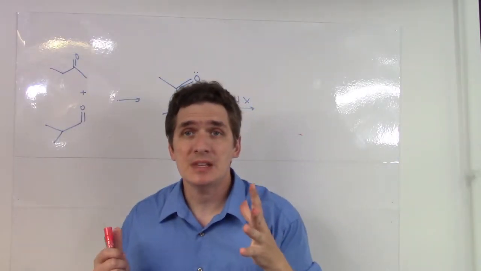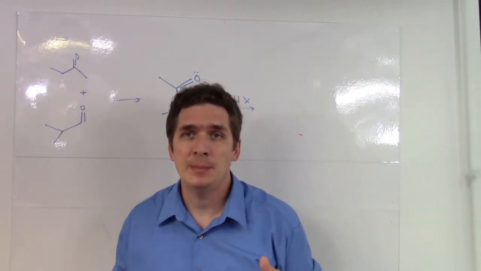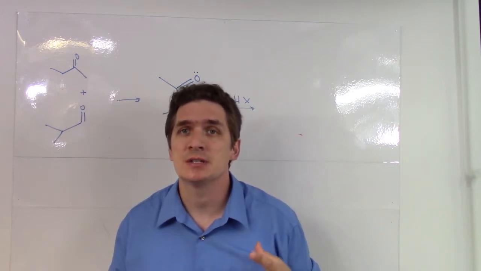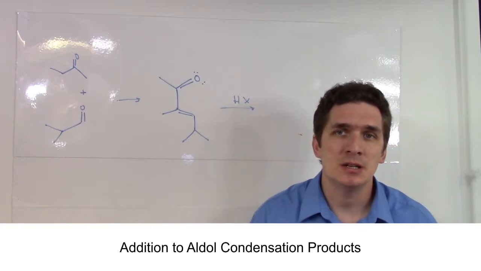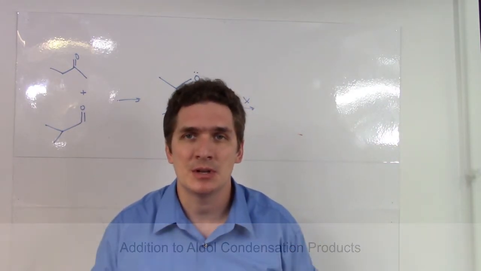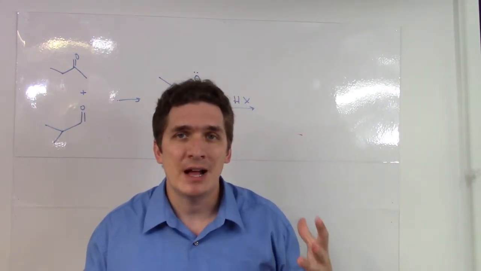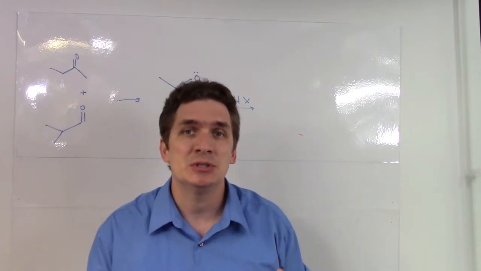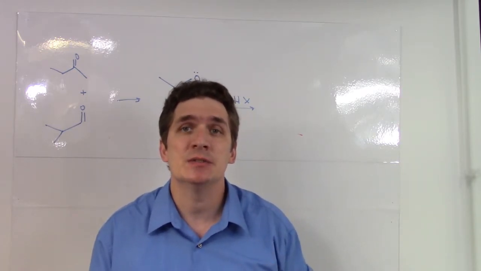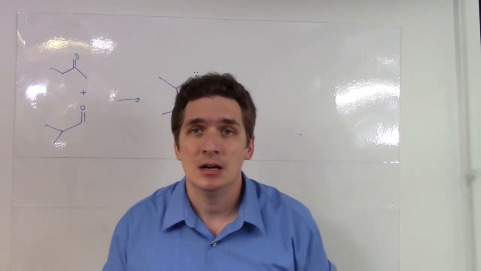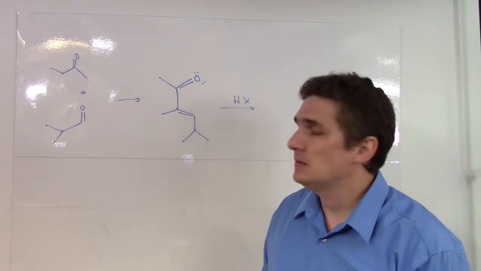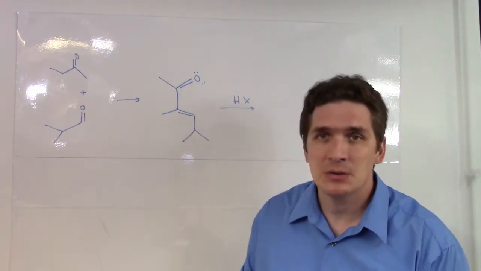So let's talk about what happens when you do addition across this double bond. I want to focus on this because it's also going to explain another effect we see with these types of complexes. We always go through the aldol addition product first, and we can subsequently get elimination to give us the alpha beta unsaturated complex. Now, first of all, what is that alpha beta unsaturated referring to?